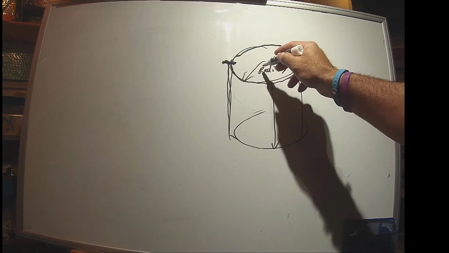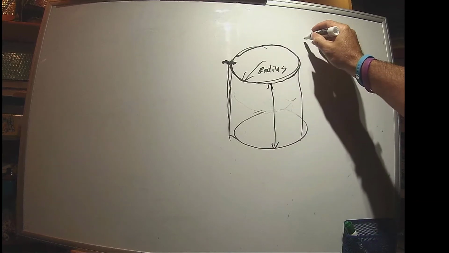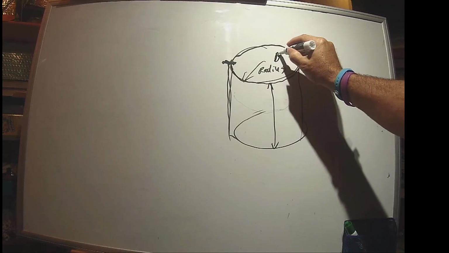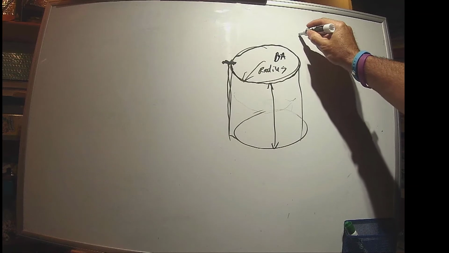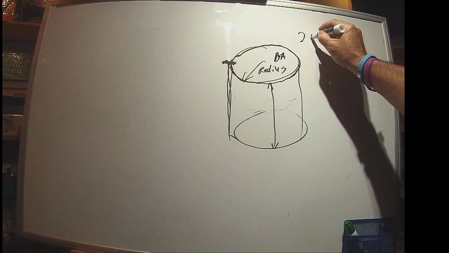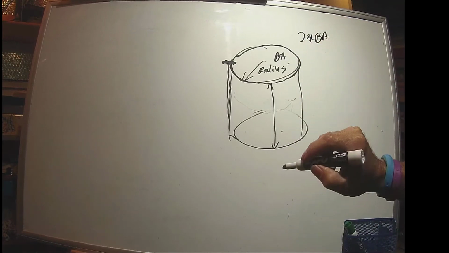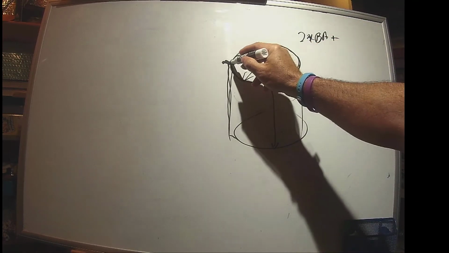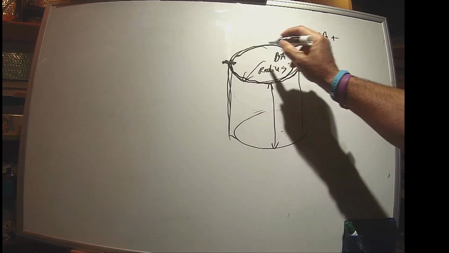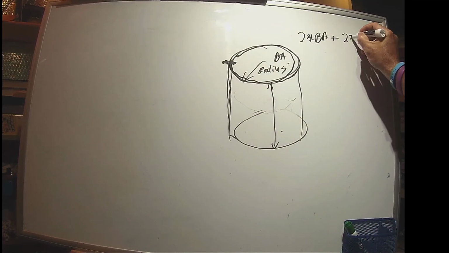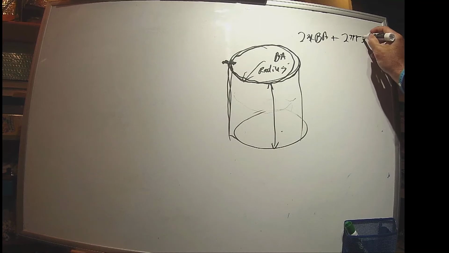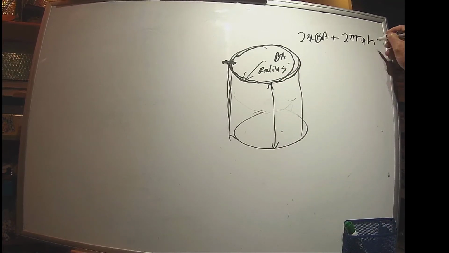So this is the base area. The surface area of the cylinder is 2 times the base area, plus the circumference of the base, 2 pi r, times this height. So we're just going to implement that for the surface area of the cylinder.